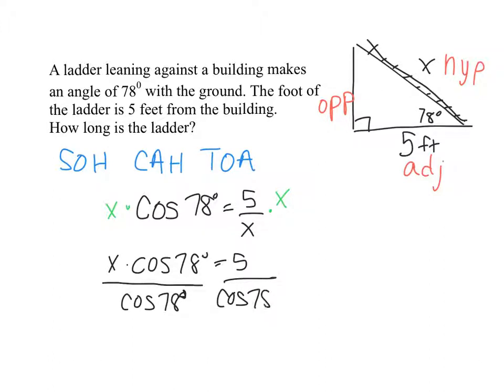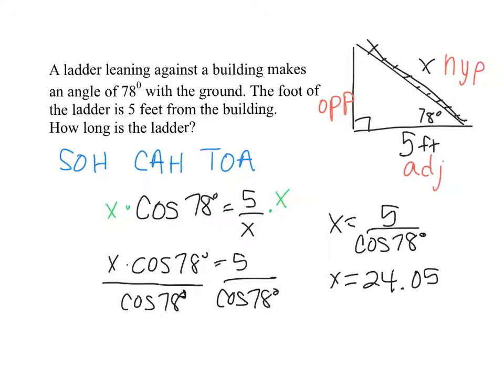So what I'm actually going to type in my calculator is 5 divided by the cosine of 78 degrees. We type that in our calculator just as it's written. 5 divided by cosine of 78 degrees. And we get that x equals 24.0405, maybe if we're going to round to the nearest hundredth. So x equals approximately a 24-foot ladder.